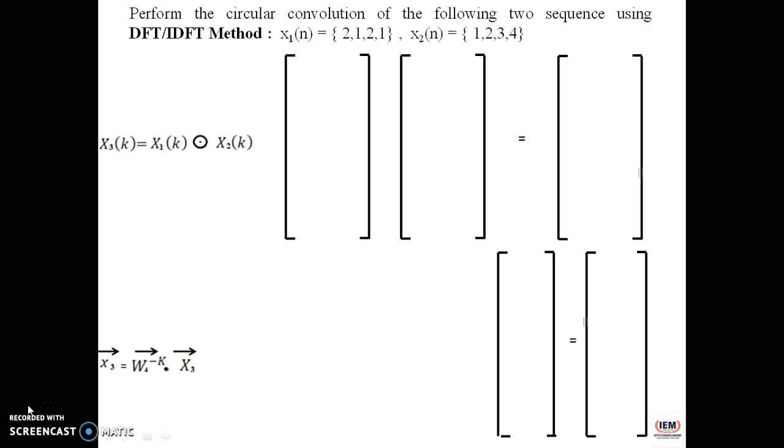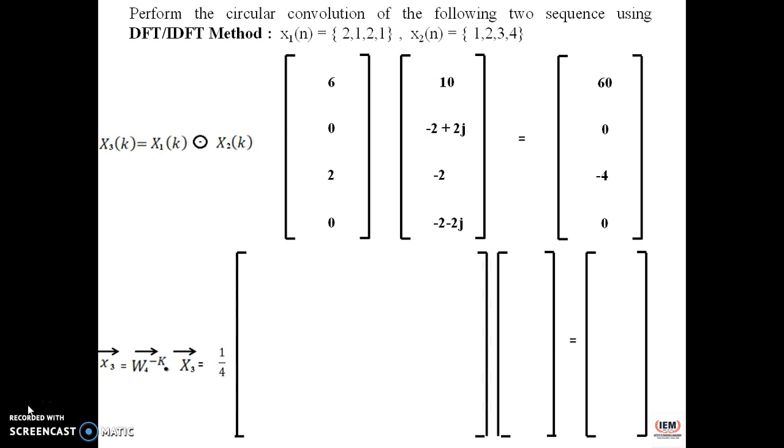Then we perform the multiplication of those frequency domain signals and we get the new frequency domain signal, that is X3k. Multiply with component wise multiplication and we get the result 60, minus 4, 0. Then as per the method we already described, we do the N by N IDFT matrix calculation and we get the final result, that is 14 16 14 16.